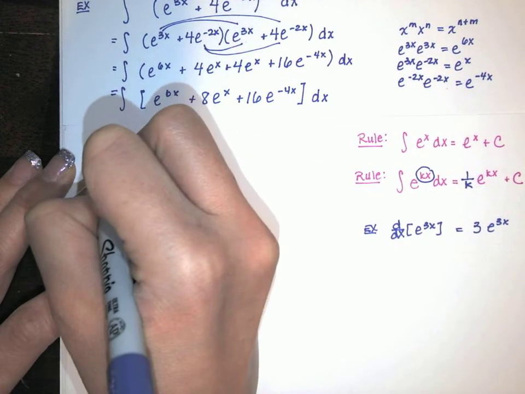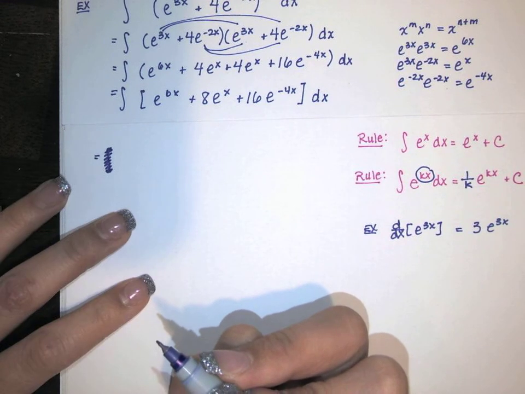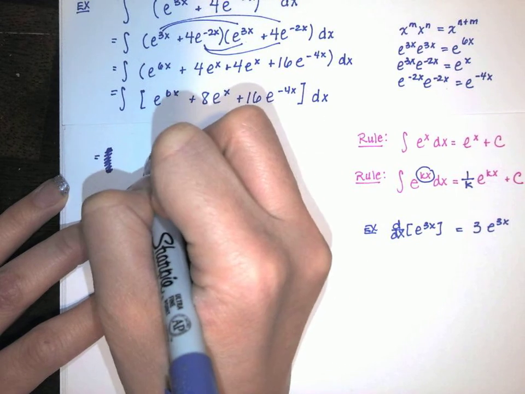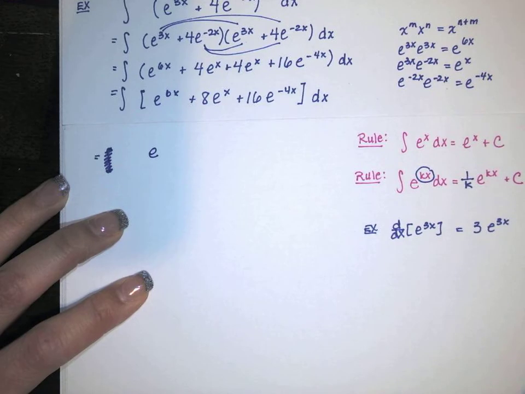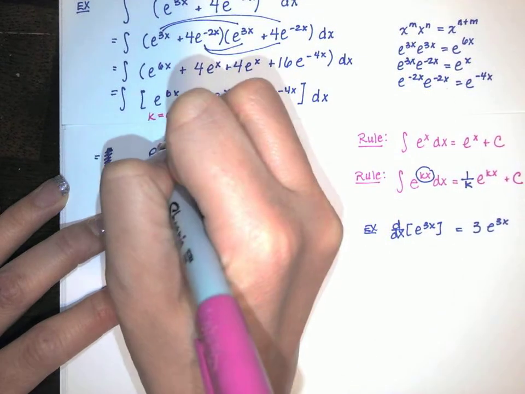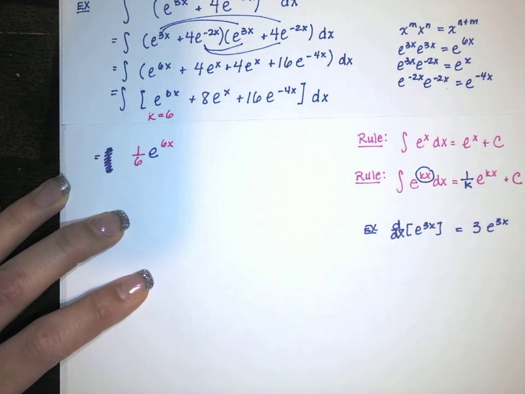Oops, actually I don't need my antiderivative anymore. No more integral sign because I'm about to apply my rules. As soon as I apply my rule, my integral sign is gone. So I've got e^(kx). k is 6. So I have e^(6x). Don't forget to divide by your 6.